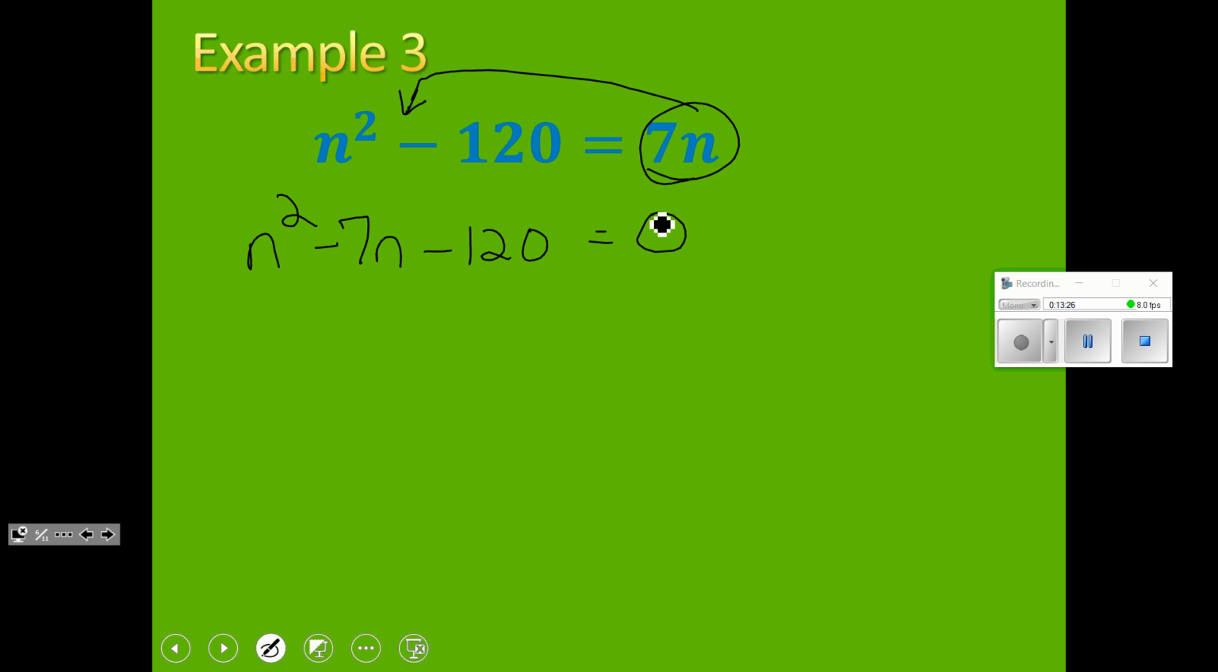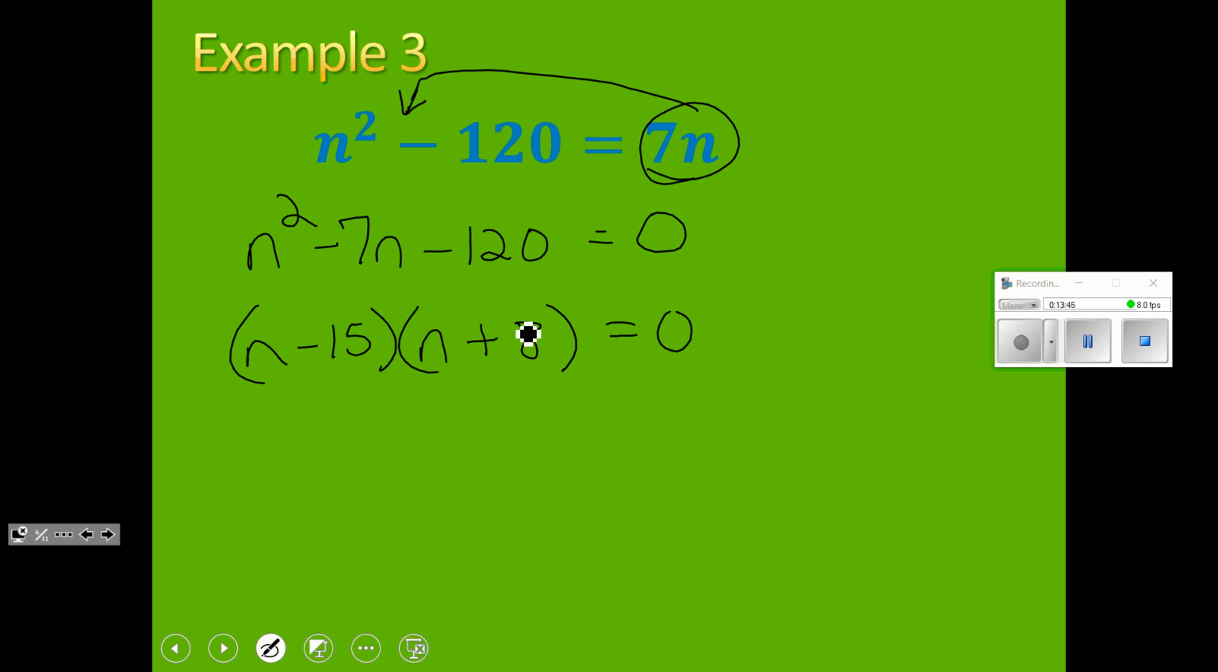Okay, so I think if I factored this one, we do n and n, and I think you could do minus 15 and plus 8. Negative 15 times 8 is negative 120, and when you add negative 15 and 8, you get negative 7. So this one is factorable.